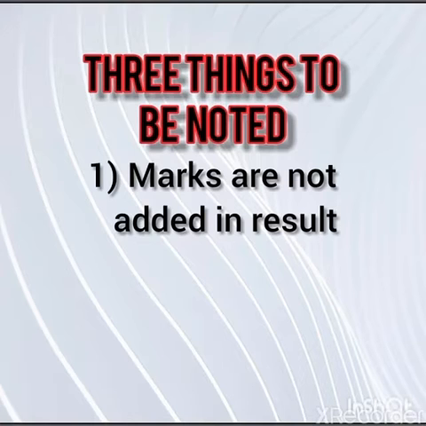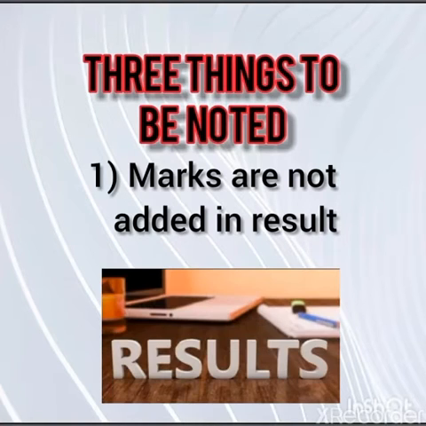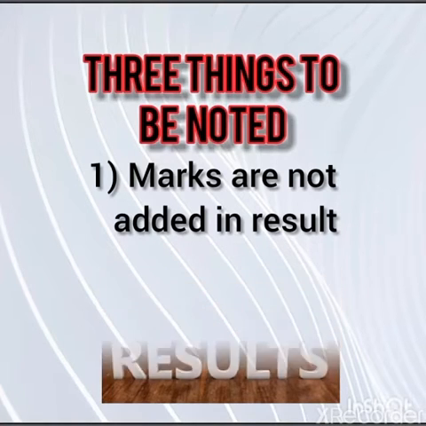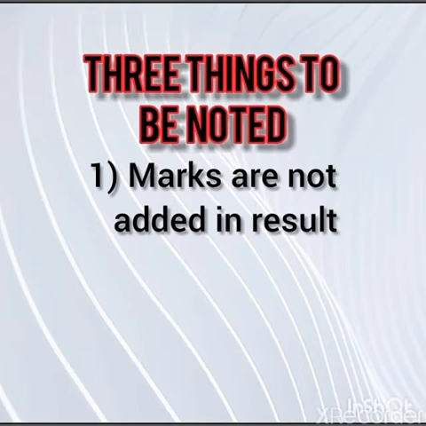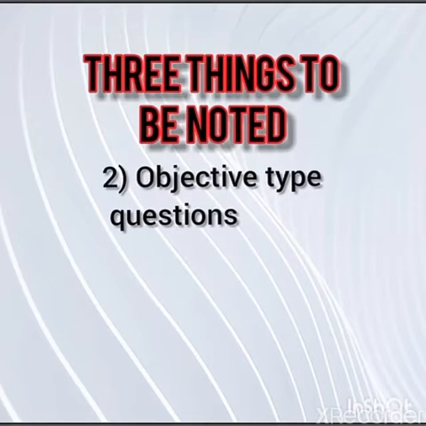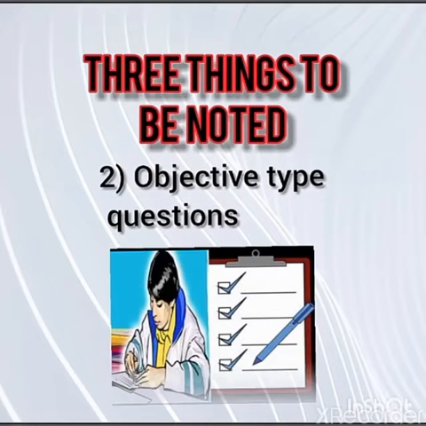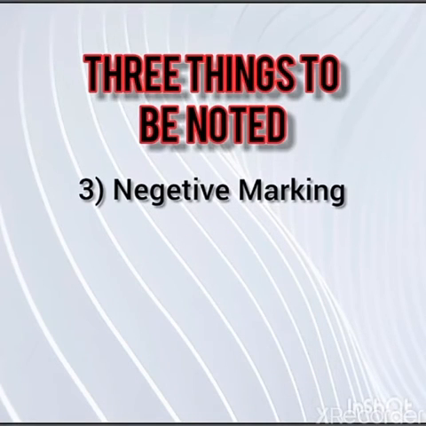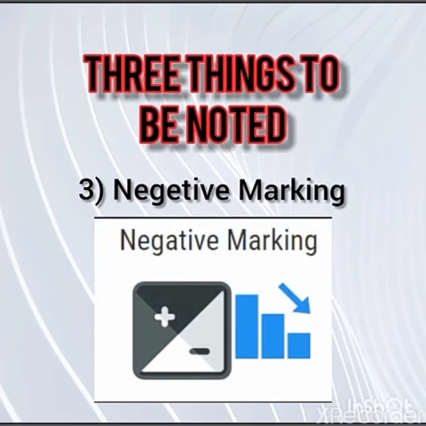First, the marks in the prelims paper are not added in the result, but it is necessary to clear prelims so that you can sit in the mains examination. Second, in the prelims paper, objective type questions are given. Third, there is negative marking. Each wrong answer will deduct 1/3 of the total marks.